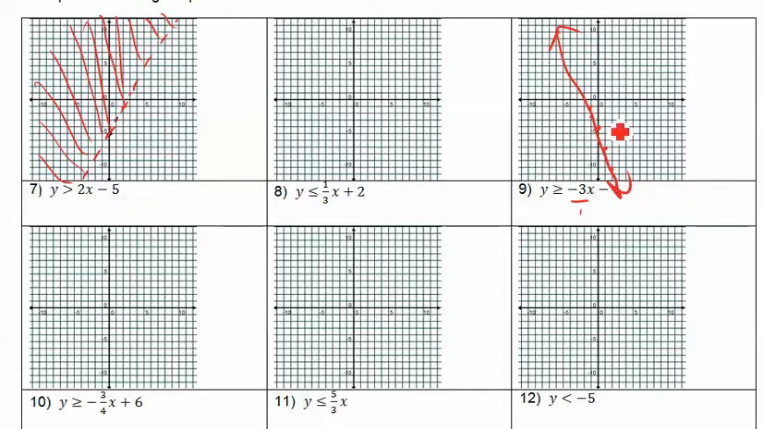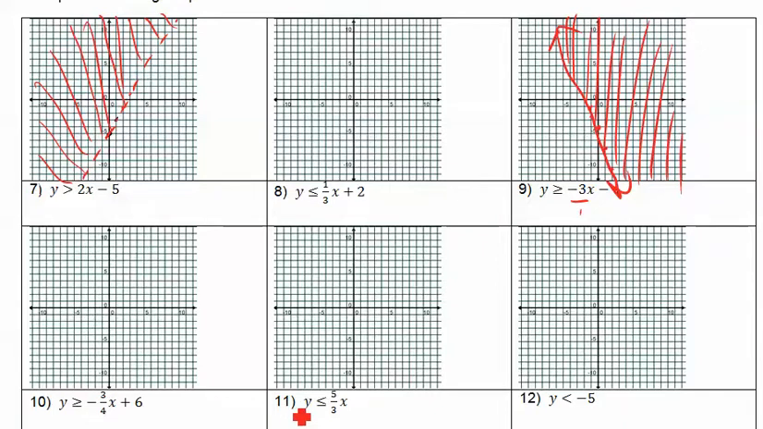Now we just have to decide if we're going to shade up or we're going to shade down. So y is greater than, so I normally just start with my pencil here on the line, and y is greater than, so I got to go up. So I'm going to shade everything above that line.